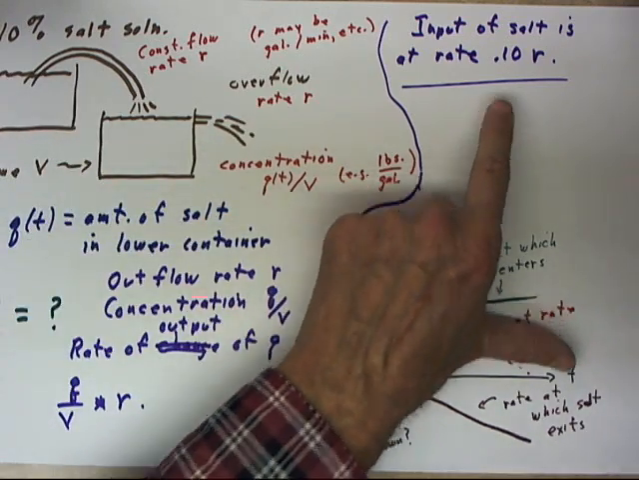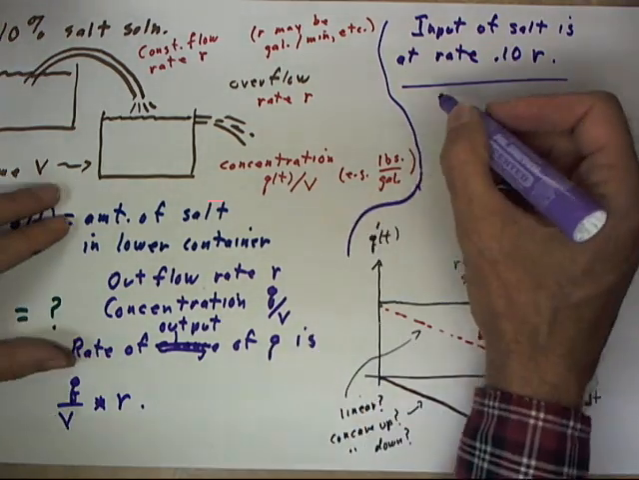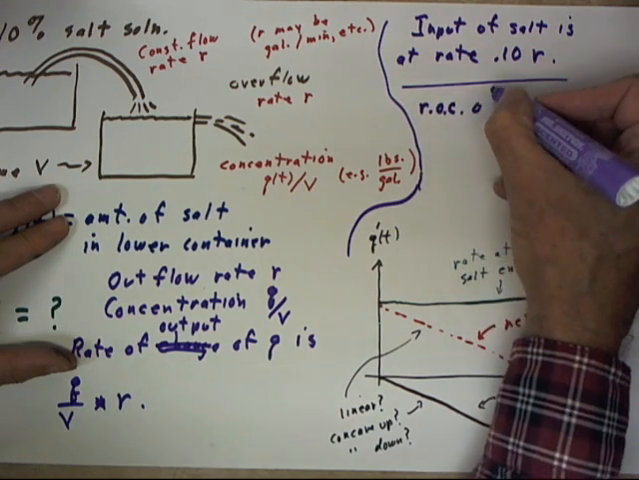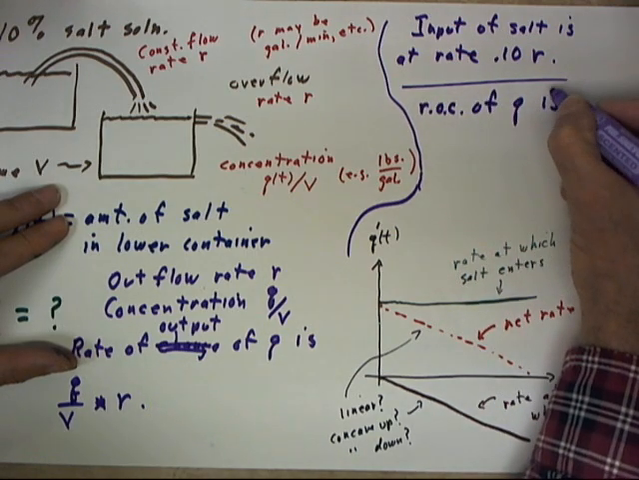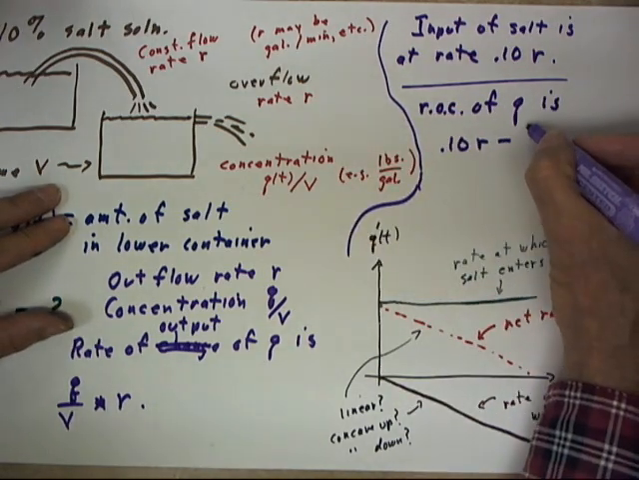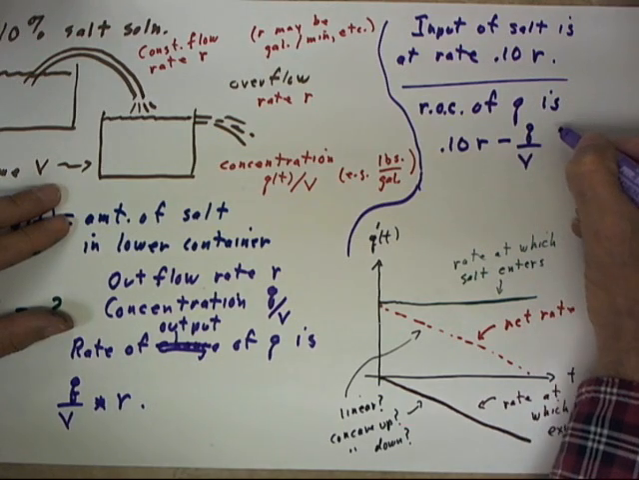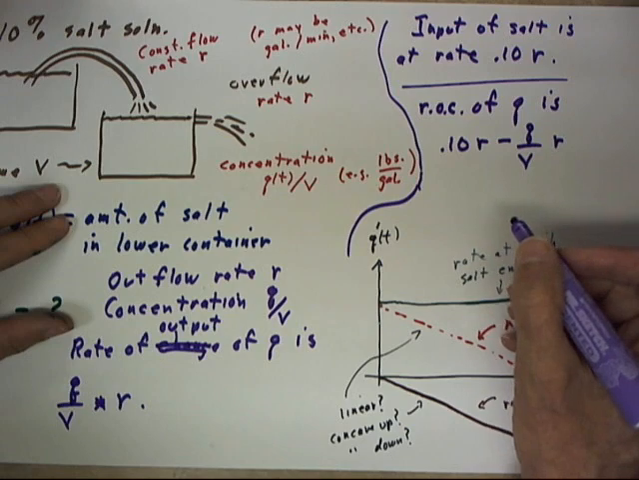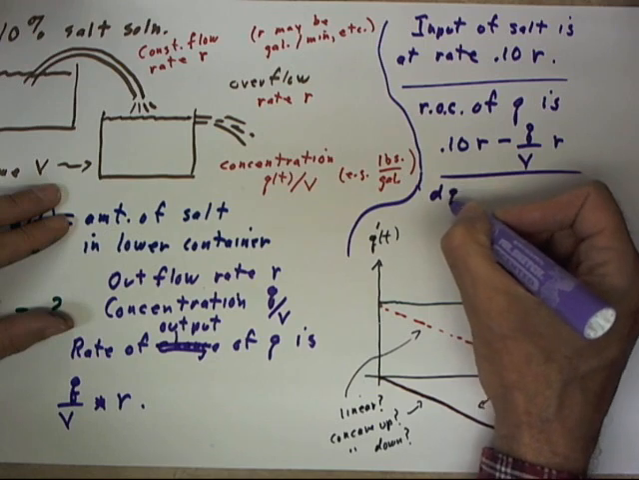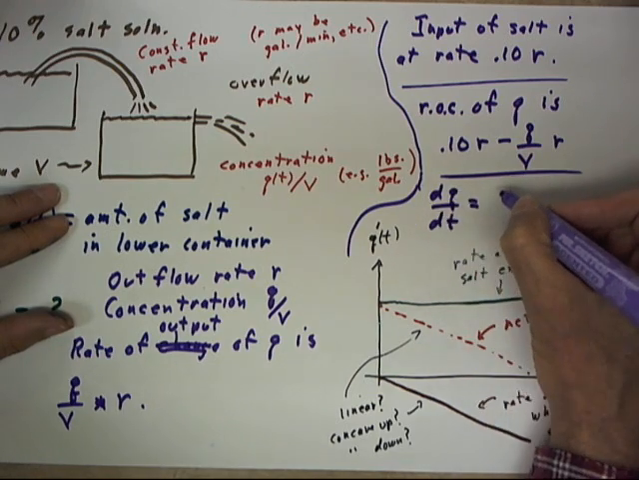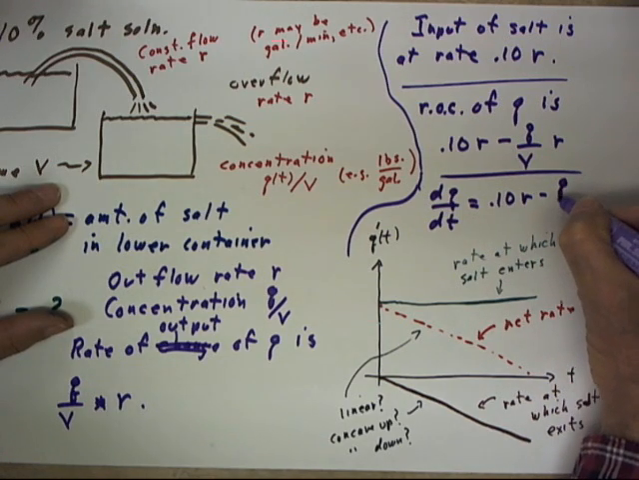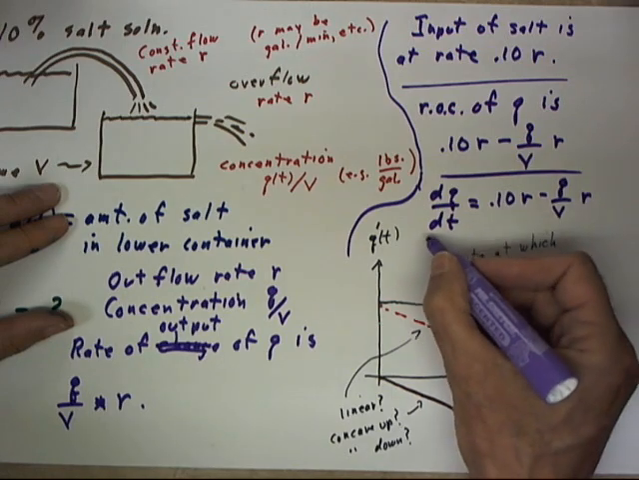Okay, so the input is 0.10 R. So the rate of change of Q is 0.10 R, that's what's coming in, minus Q over V times R. And that leads us to the differential equation, dQ/dt equals 0.10 R minus Q over V times R.